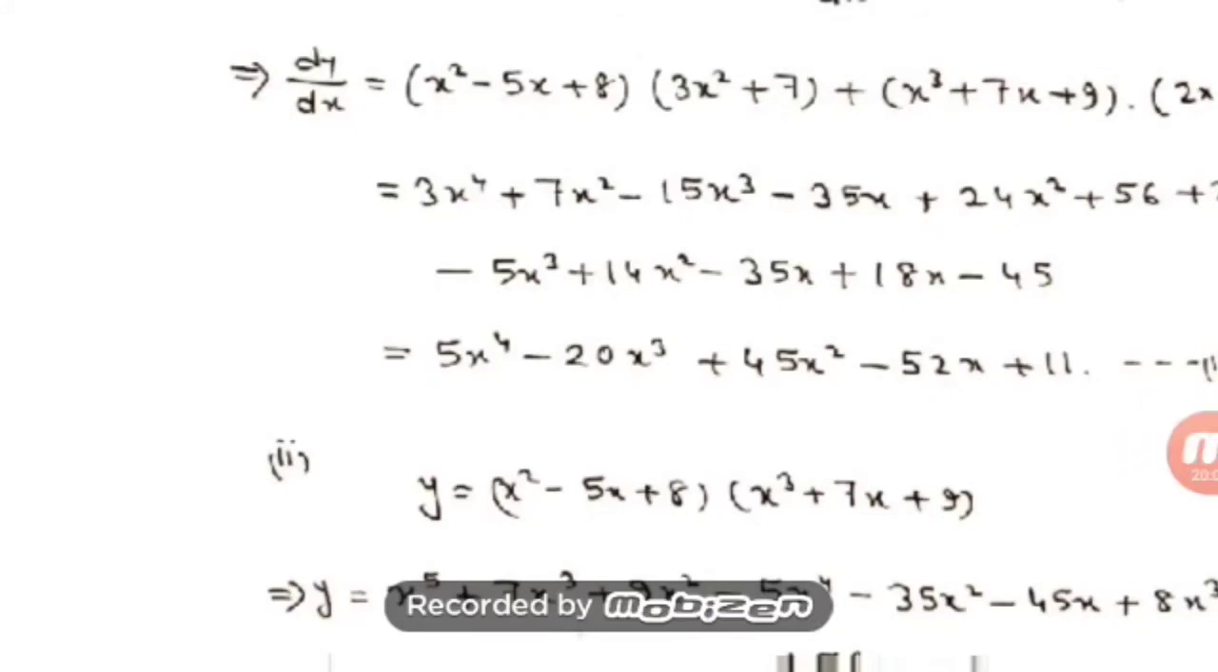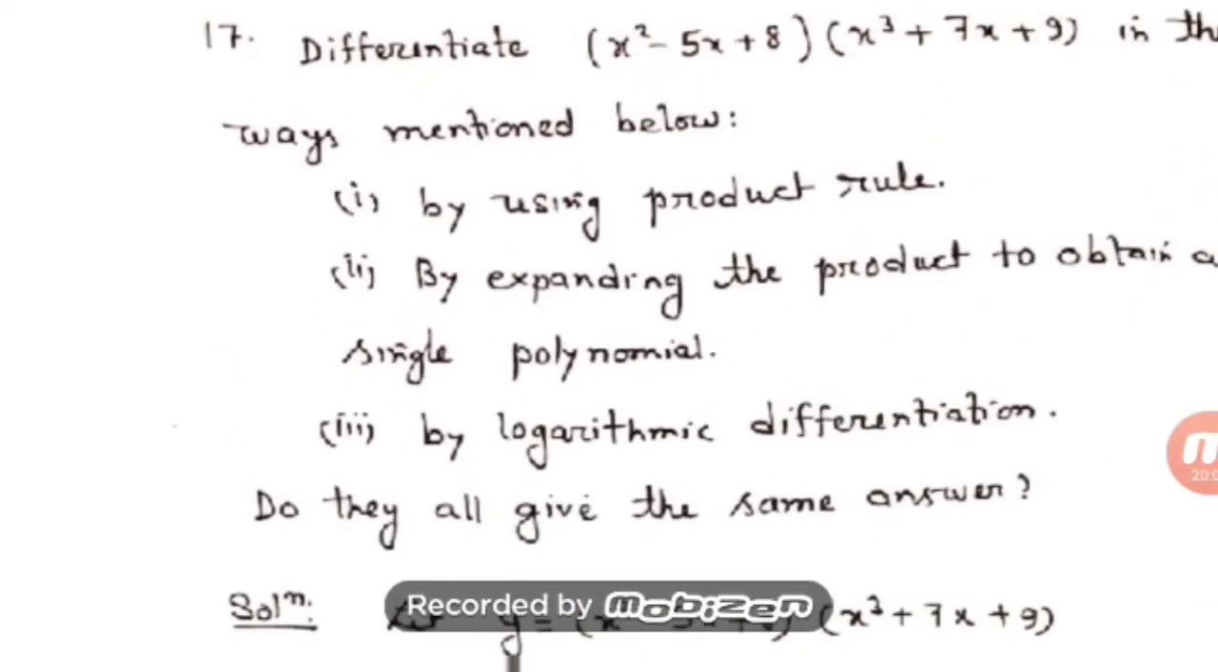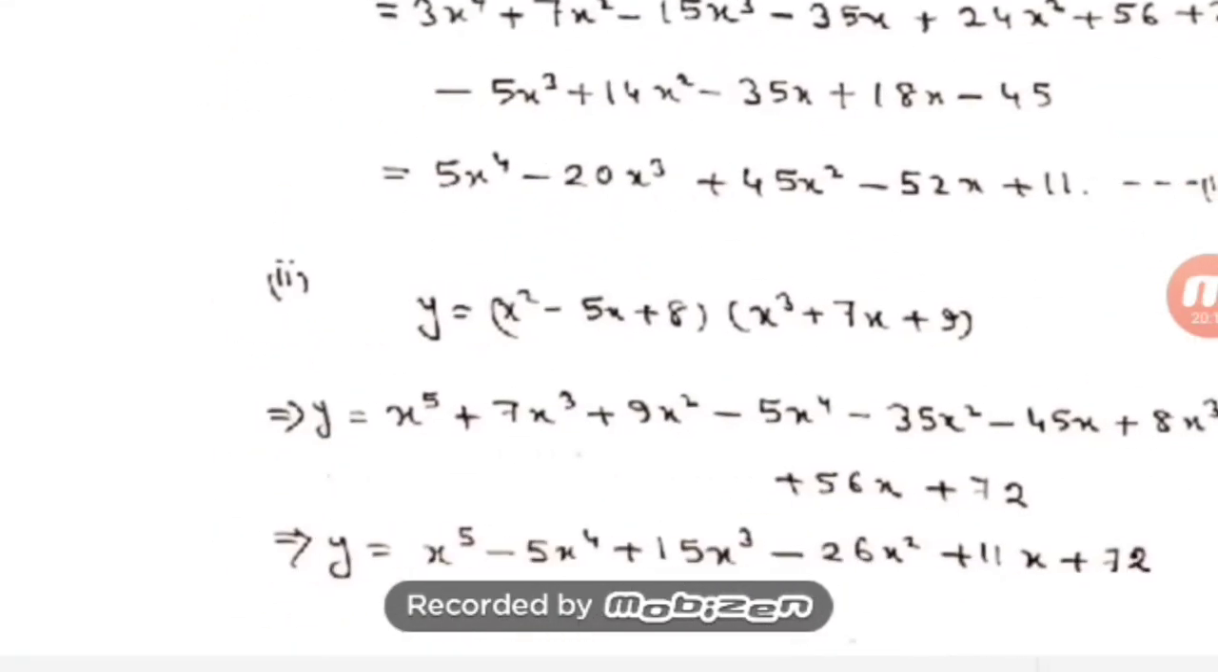Okay. Now I go to the same question. What is the second method? Express it as a product, a single polynomial. So I just write down what is our y. y is this much. Doing the ordinary product, x square into this one, that is x to the power 5, 7x cube, 9x square, minus 5x, you product with all this, minus 5x to the power 4, minus 35x square, minus 45x, plus 8x cube, plus 56x, and this is 72.